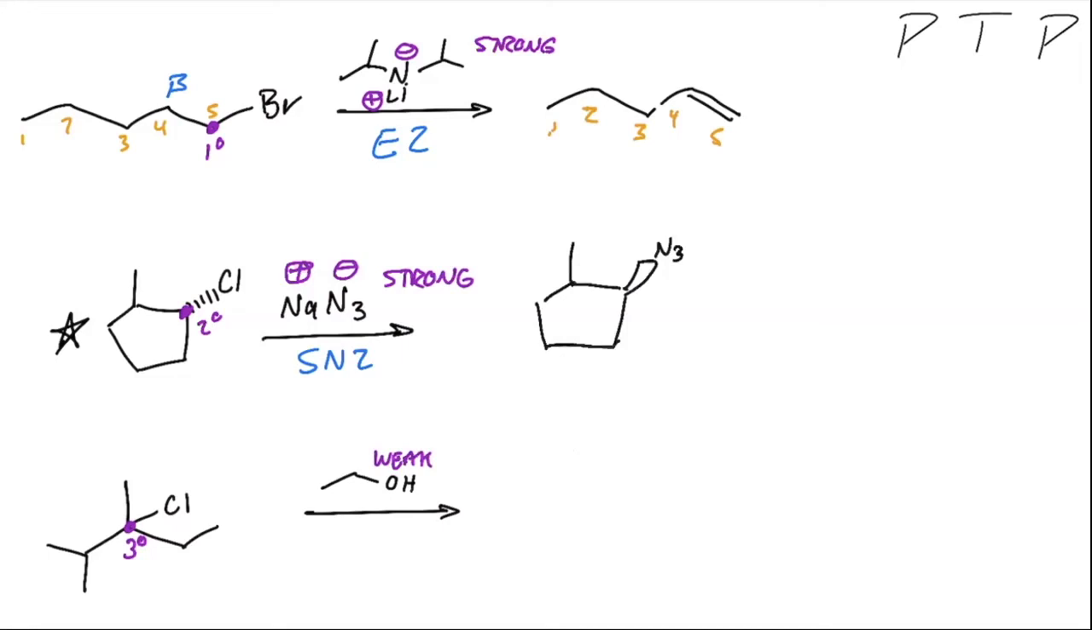But we can rule out E1 because we don't have any temperature hint here. We're not heating this and trying to favor elimination, so we must just be favoring substitution. So let's go ahead and get ready to substitute this, but as we should do every time with our 1 reactions, we need to draw out our carbocation and see if there's any rearrangements that need to take place.